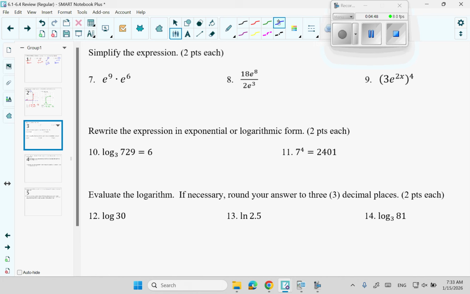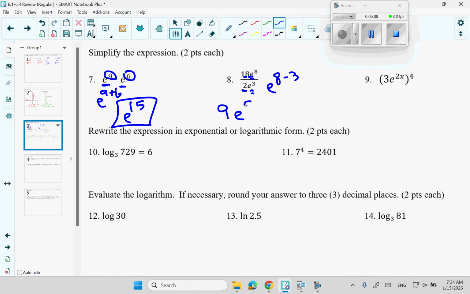Simplify each expression. I'm multiplying with the same base, so I'm going to add the exponents. So I get e to the 15. Here I'm dividing, 18 divided by 2 is 9, and here I would subtract the exponents. So I get e to the 5th.